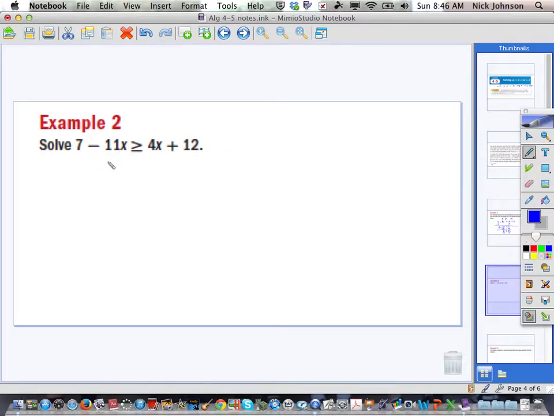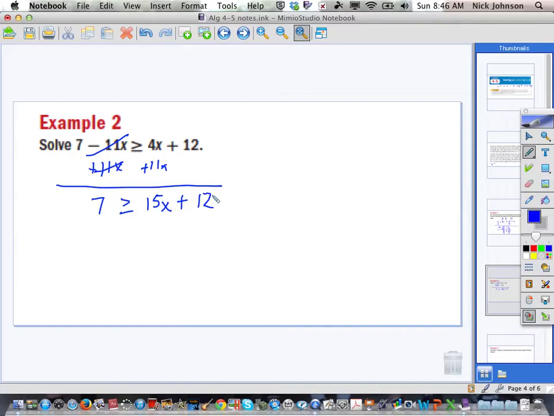So the inverse of subtracting 11x is adding 11x. Whatever I do to one side, I do to the other. Remember, you can only do it to the x's. So it leaves me with 7 is greater than or equal to 11x plus 4x is 15x. And then I still have my plus 12.